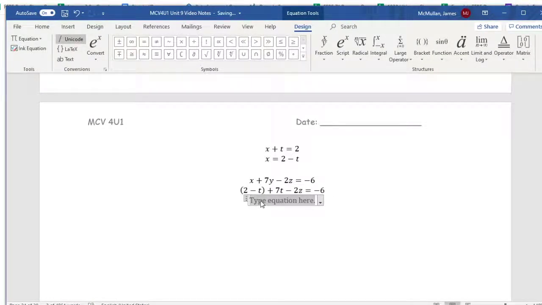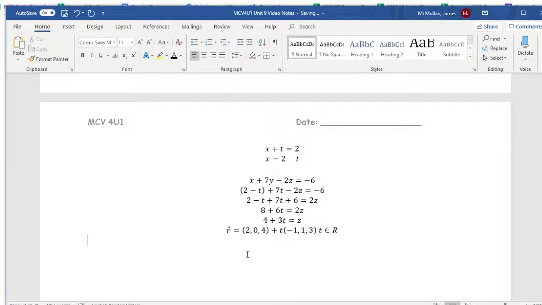We'll isolate everything onto one side. Let's bring the 2z to the other side and the 6 to our side. So 2 minus t plus 7t plus 6 equals 2z. Therefore, you have 8 plus 6t equals 2z. Therefore, 4 plus 3t equals z. So the line of intersection that we have, x is 2, y is 0, z is 4. And the direction vector, x was negative 1, y was positive 1, z was 3, where t is some number in the real numbers.